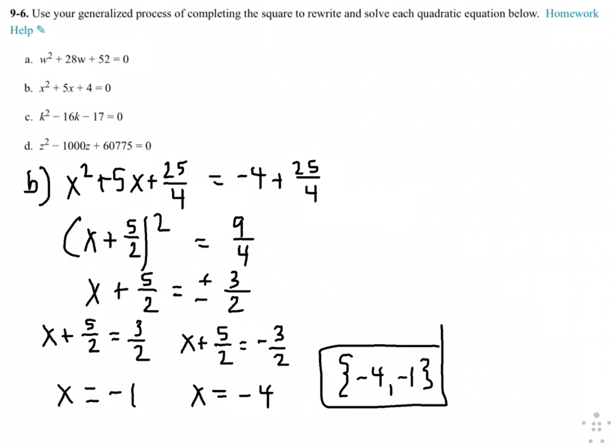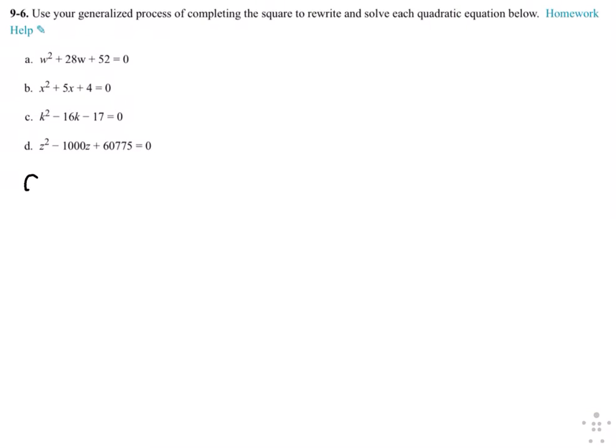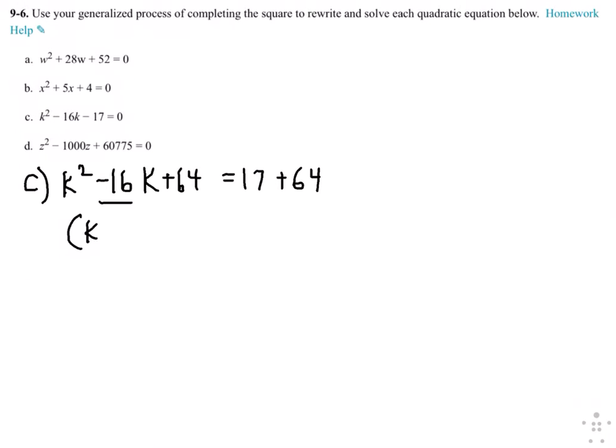Okay, for C, let's make some space. For C, we have k squared minus 16k equals 17. Half the middle term: negative 16, half of that is negative 8. Squared is 64. So I'm going to add 64 to both sides of the equation. And this side factors to k minus 8, again, half the middle term, squared. And then 17 plus 64 is 81.